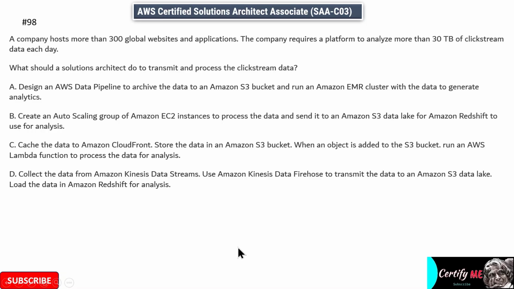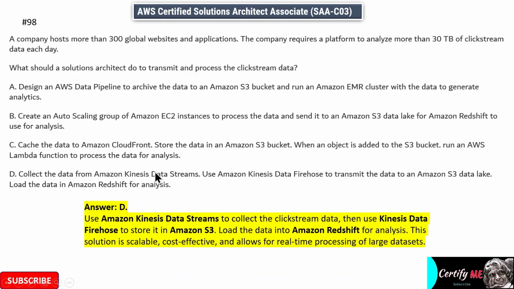Just two questions left. The correct answer for this question is option D. Collect the data from Amazon Kinesis Data Streams. Use Amazon Kinesis Data Firehose to transmit the data to an Amazon S3 data lake. Load the data into Amazon Redshift for analysis. Use Amazon Kinesis Data Streams to collect the clickstream data, then use Kinesis Data Firehose to store it in Amazon S3. Load the data into Amazon Redshift for analysis. This solution is scalable, cost effective, and allows for real-time processing of large data sets.